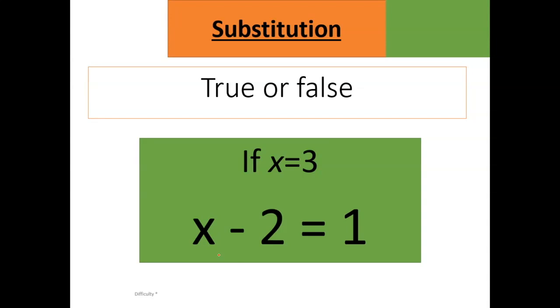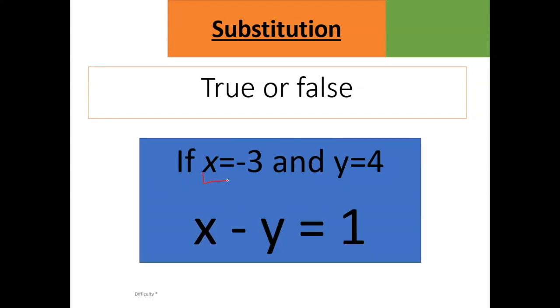x minus 2, is it equal to 1? Yes, 3 take away 2 is 1. What if I had x equals negative 3? What would that give me? Well, I'd have a negative 3 for x, take away 2. So negative 3 take away 2, we're going to have to put that in our calculator, but that's a negative 5.